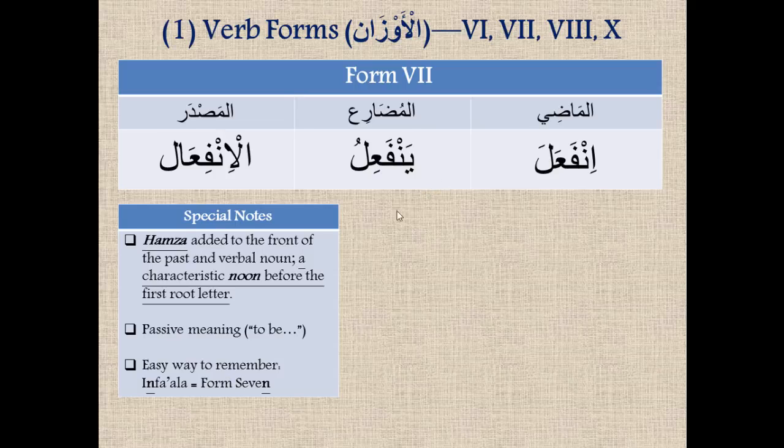Form 7 usually contains the passive meaning, to be something. So an example would be the form 1 verb qata'a yaqta'u, which means to cut off or to chop off. If we change that to form 7, we get inqata'a yanqati'u al-inqita', which means to be cut off or to be severed. Let's look at some examples of form 7 verbs from the Quran.